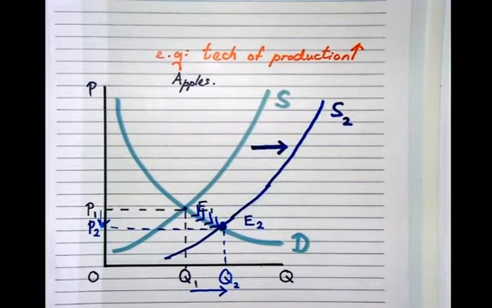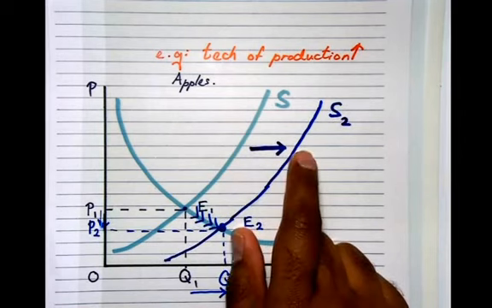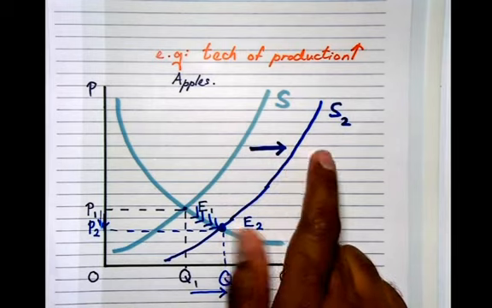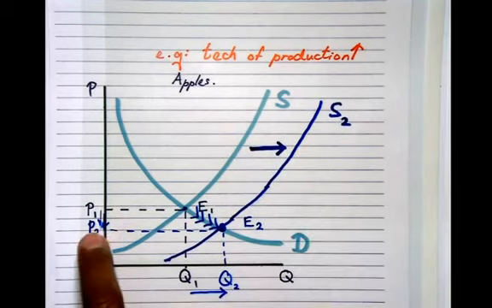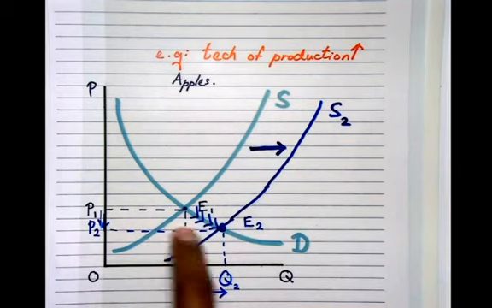Until the price actually falls, the buyers are not actually going to buy more. So the initial impact is on sellers. Sellers are producing more than before, which consequently drags the price down, and then buyers react along the demand curve.